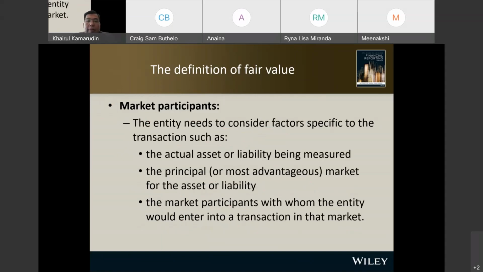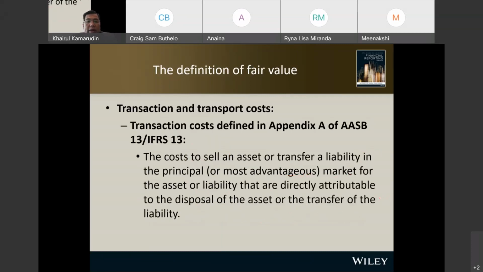The entity needs to consider factors specific to the transaction, such as the actual asset or liability being measured. What is the asset? If they can have a look at the asset, they visit the building, the property. The principal or most advantageous market for the asset or liability is where you can get a good price. The market participant with whom the entity would enter into a transaction in that market. So we need the market participants, the principal market, as well as the assets.